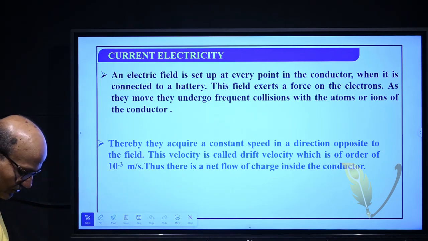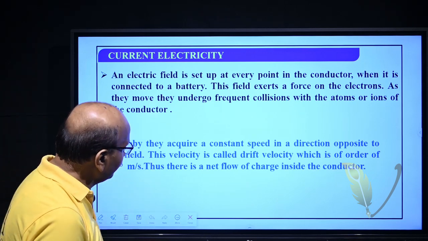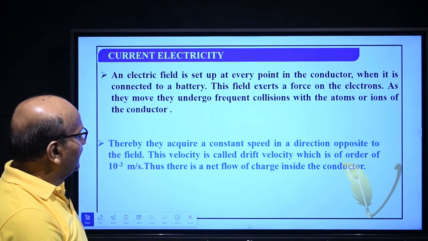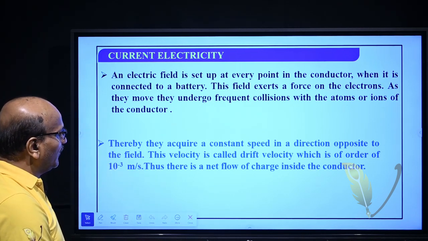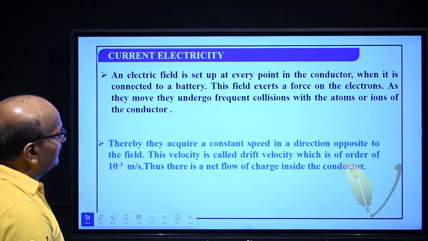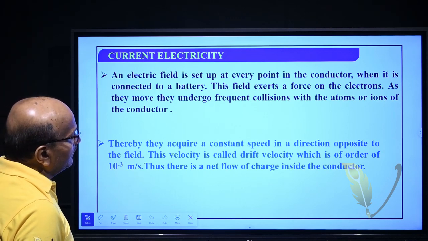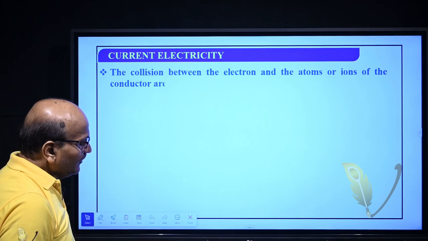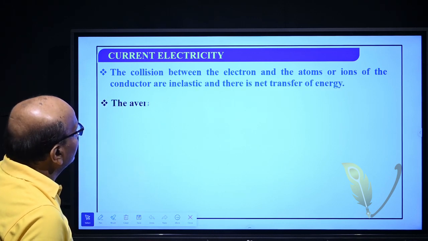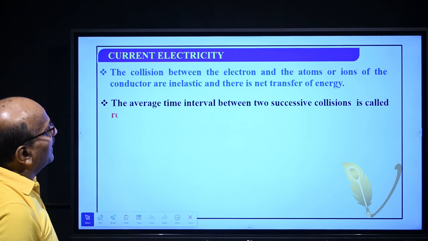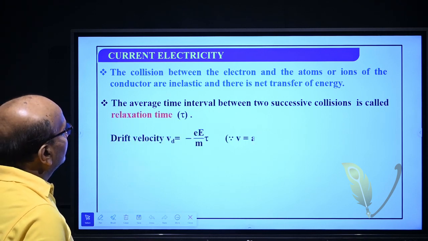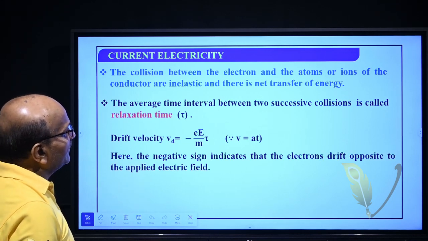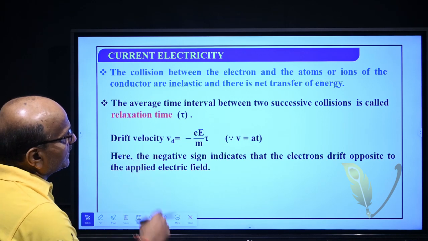So, drift velocity can also be defined as the final average velocity of electrons that moved from lower potential to higher potential due to an electric field E. While they are moving within the conductor, they collide with the other electrons and ions, so the collisions are inelastic. So there is a net transfer of energy.